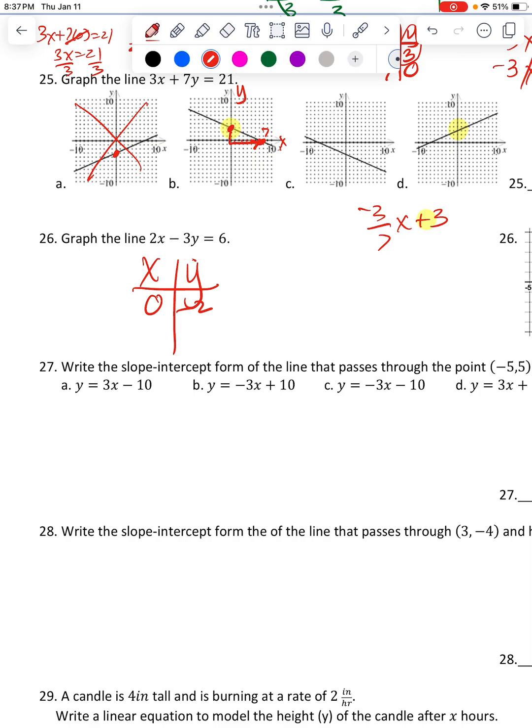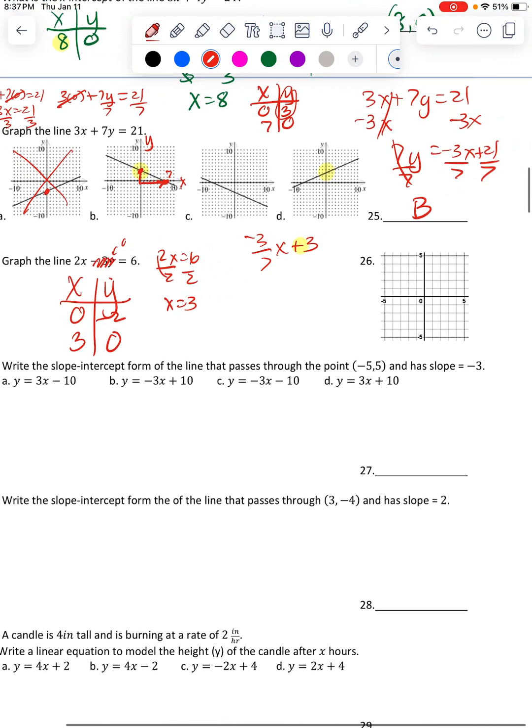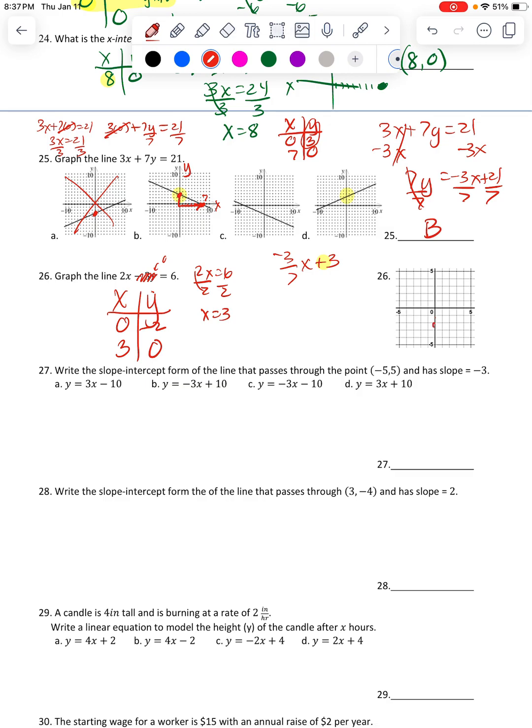Then to get the x-intercept, I'm going to put a 0 in for y. Well, if I put a 0 in for y, this part disappears, and I'm left with 2x minus 6. So when I divide out my 2, x is 3. So now I am going to connect (0, -2) and (3, 0). I'm going to connect that and call it good.